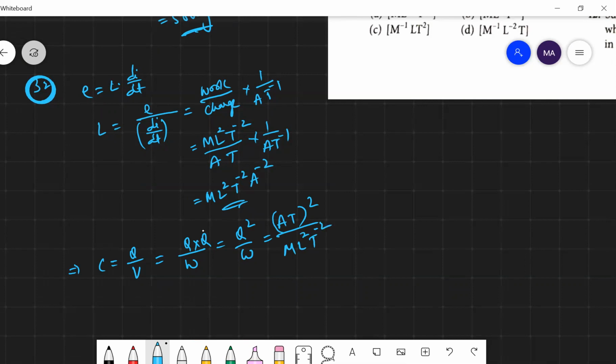Now, this will become how much for me? Equal to M power minus 1, L power minus 2, then T power minus 2 will go up, it will become plus. So this is T to the power of 4, and this one will be A square. This will be the dimension.